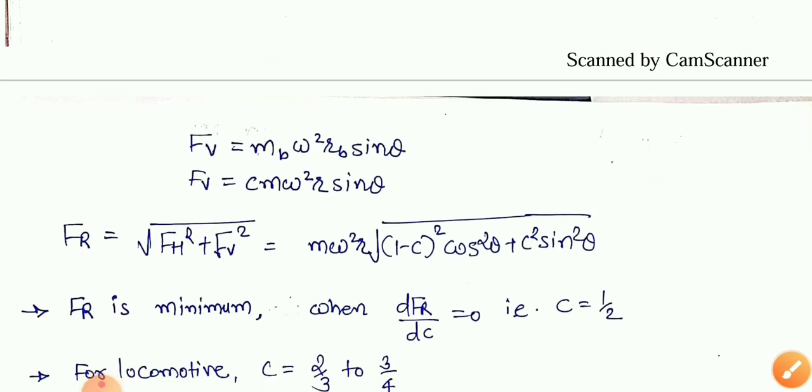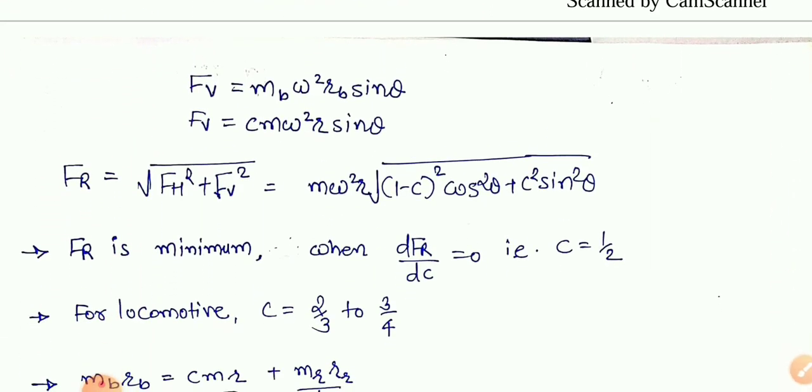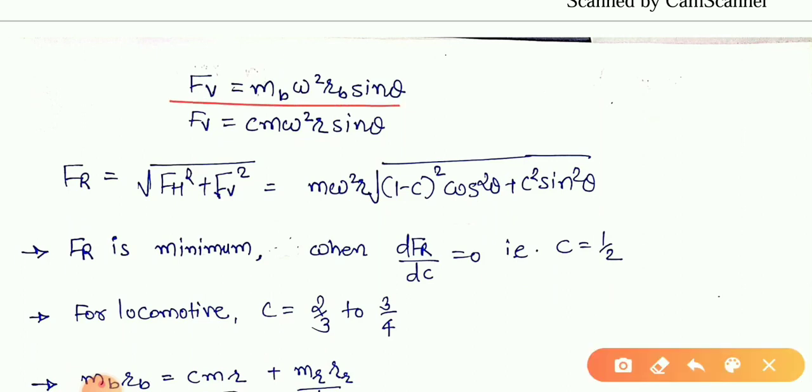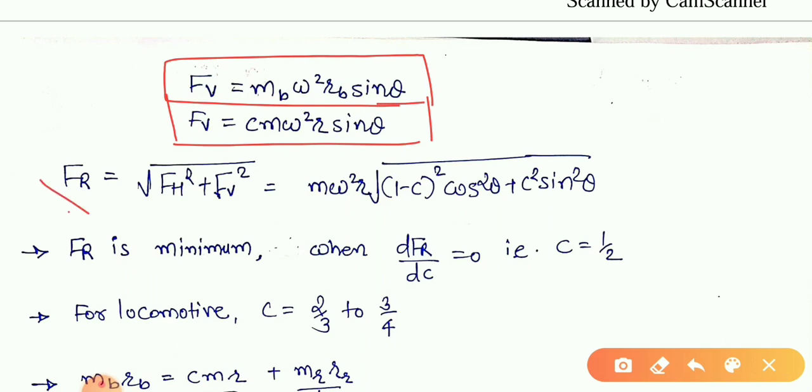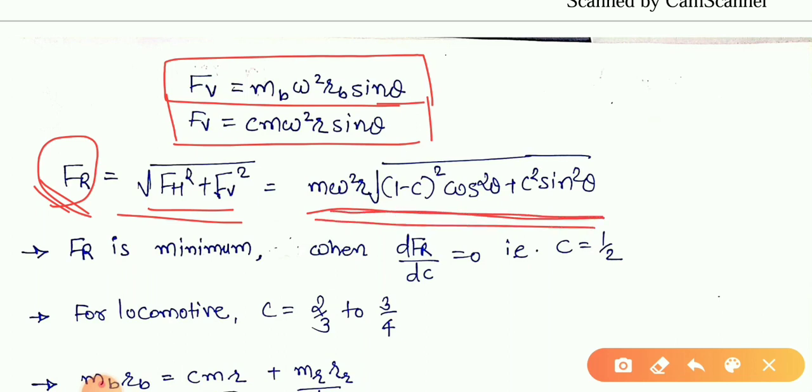In the same way, the vertical component due to the balancing mass will be equal to m b omega square r b sin theta, and F v will be equal to c m omega square r sin theta, as we know that m b r b is equal to c m r. So we can find the resultant unbalanced force, which is equal to the square root of F h square plus F v square. Our final resultant unbalanced force will be equal to m omega square times the square root of (1 minus c) square cos square theta plus c square sin square theta.